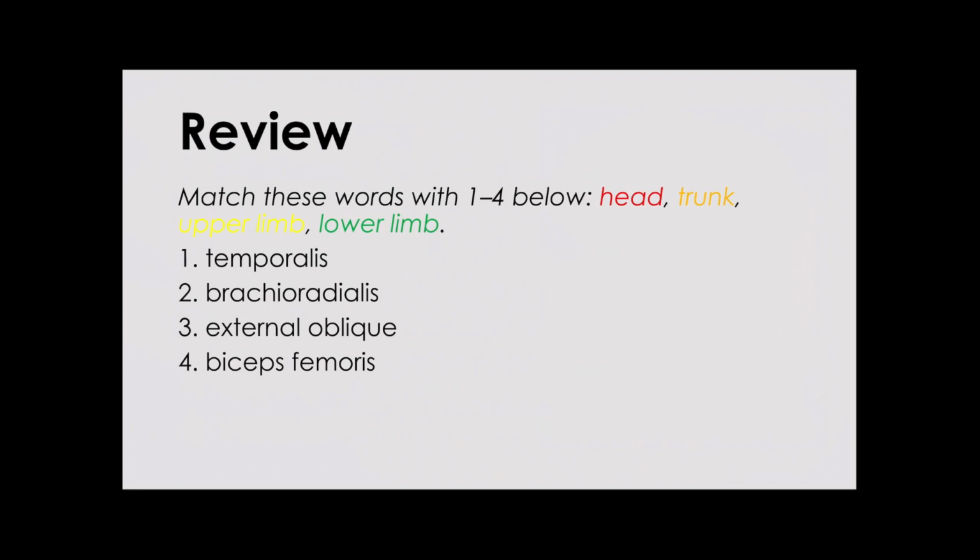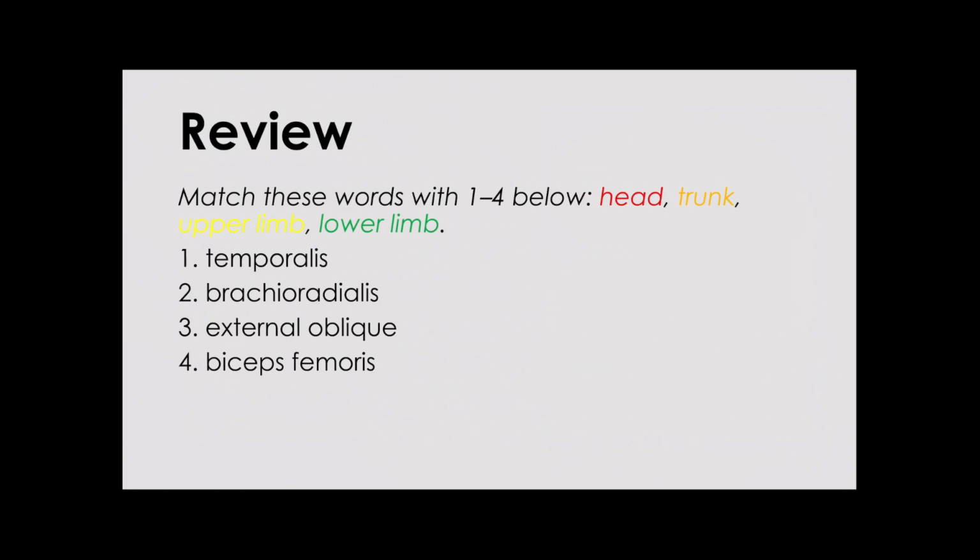All right, so let's match the area of your muscle group with the muscles. So your temporalis, where is that located? Head, trunk, upper limb, or lower limb? Think about the bone. The temporal bone is located in your head, so therefore your temporalis is also located in your head. Brachioradialis, is this in your head, trunk, upper limb, or lower limb?